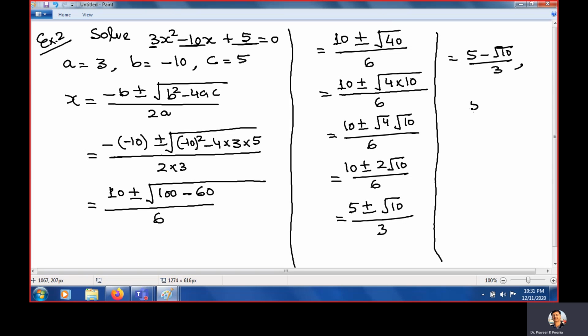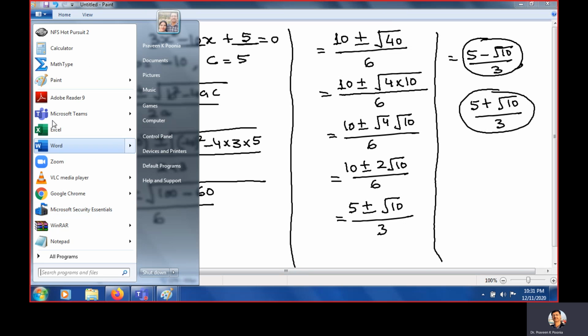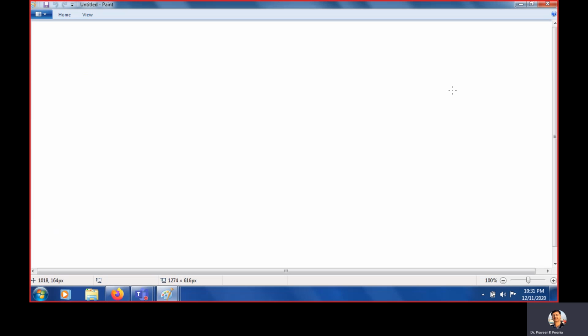And what is the another answer? 5 plus square root 10 upon 3. These are the two answers. If calculator is allowed, we can find the value of square root 10 and simplify. Because calculator is not allowed for you, so no need to find the value of square root 10. Leave it same to same.